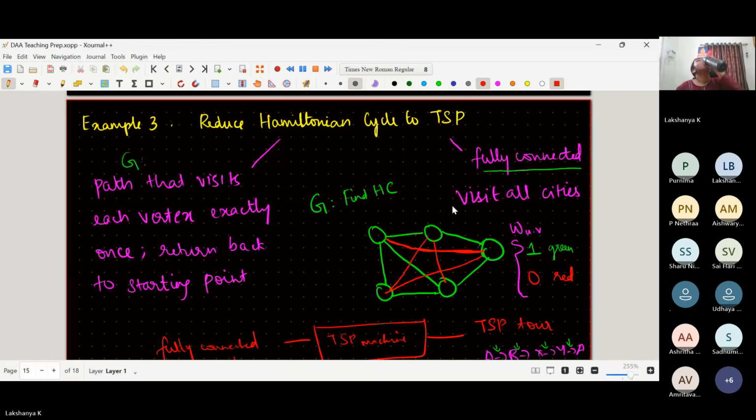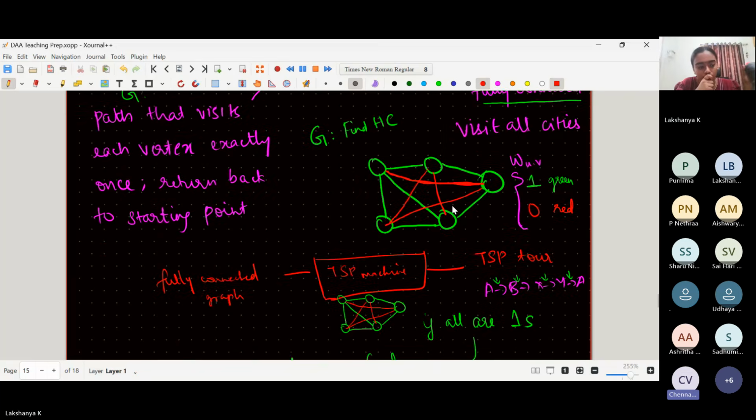The first graph, the green color nodes with the green color edges, that's a Hamiltonian cycle already, and we took the weights of that as 0. No, what I have done is, for the edges which are already existing, I've taken the weights as 1. For the ones which I created, I've kept it 0. But it can be interchangeable also. It doesn't matter.